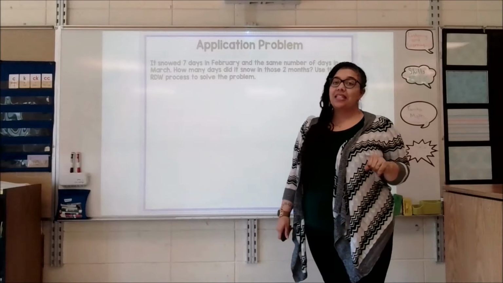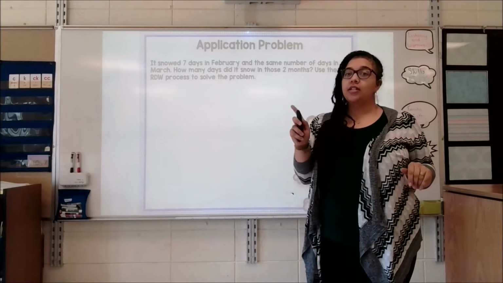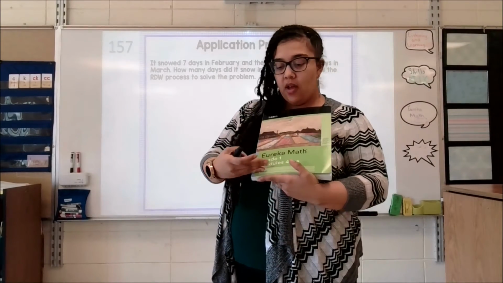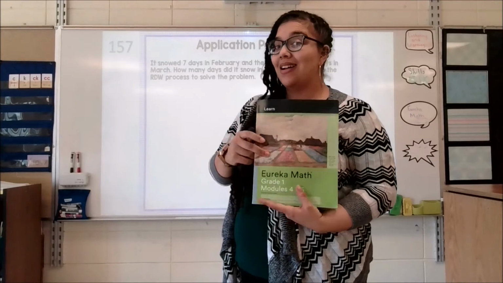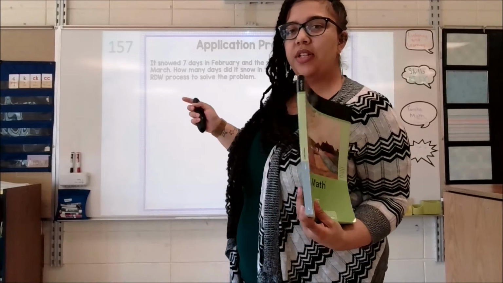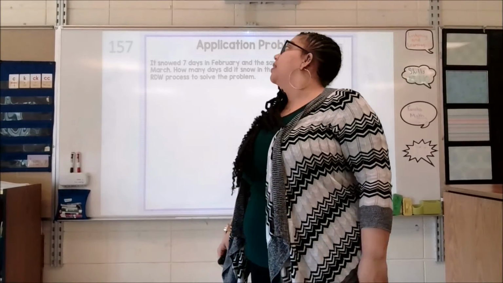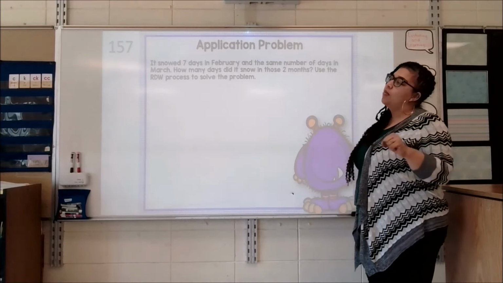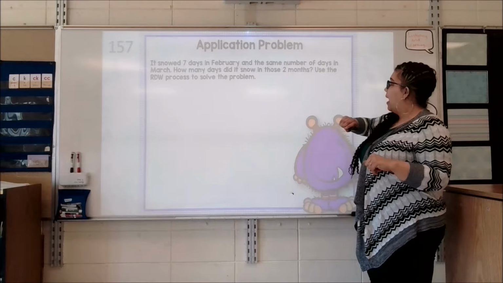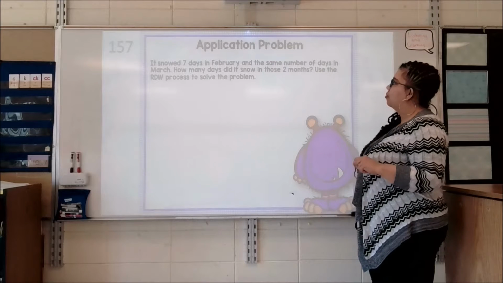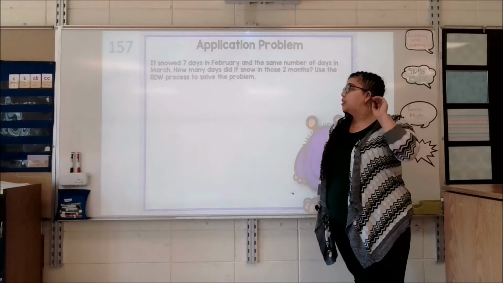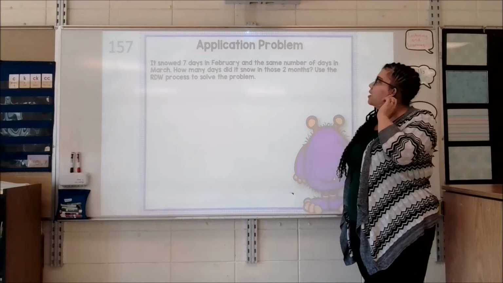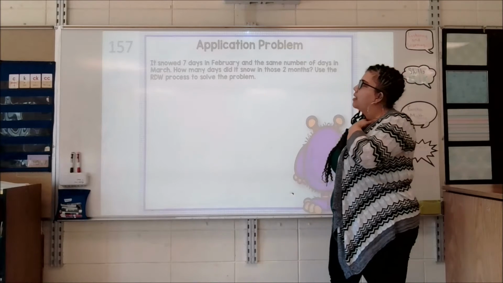We are going to go ahead and continue now with our application problem, which as always is in our Learn book. It is on page 157, so 157 of our flower beds in Holland. Page 157, blue trim, blue number. It reads, it snowed 7 days in February and the same number of days in March. How many days did it snow in those 2 months? Use the read, draw, write process to solve the problem. So that means draw a tape diagram to figure out how many days it snowed in the 2 months.